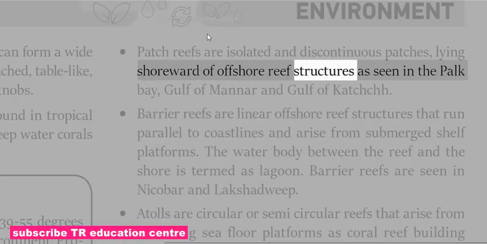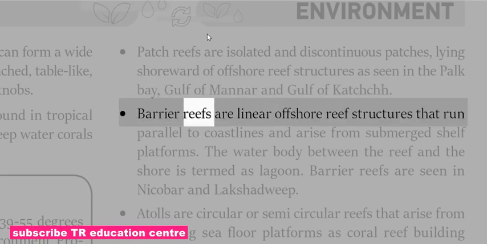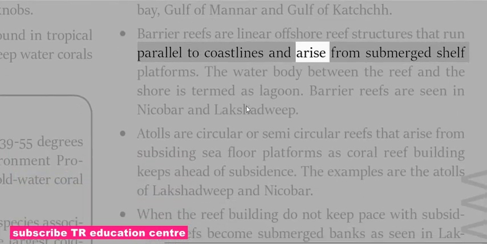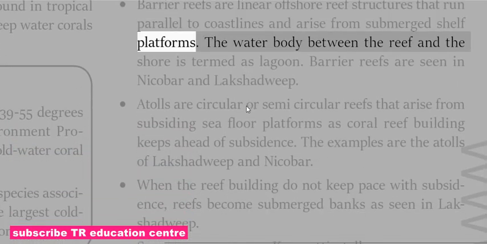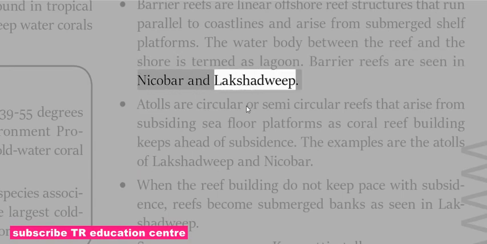Patch reefs are offshore reef structures as seen in the Palk Bay, Gulf of Mannar and Gulf of Kutch. Barrier reefs are linear offshore reef structures that run parallel to coastlines and arise from submerged shelf platforms. The water body between the reef and the shore is termed as lagoon. Barrier reefs are seen in Nicobar and Lakshadweep.